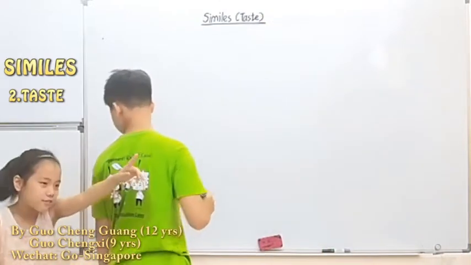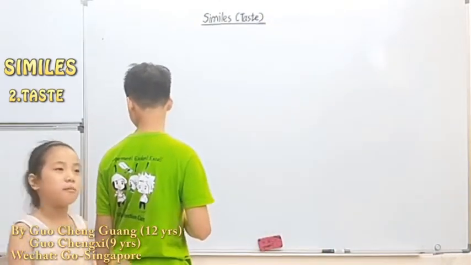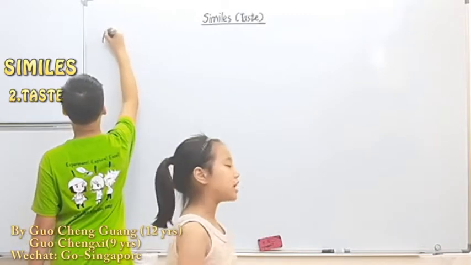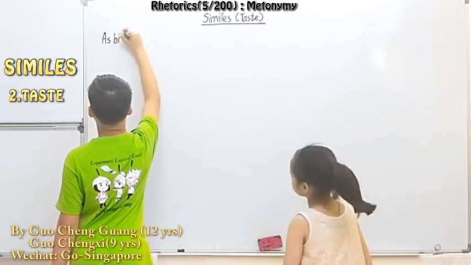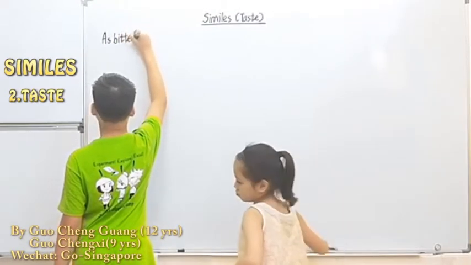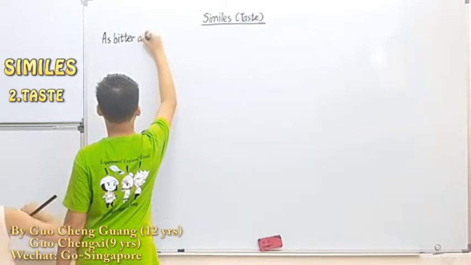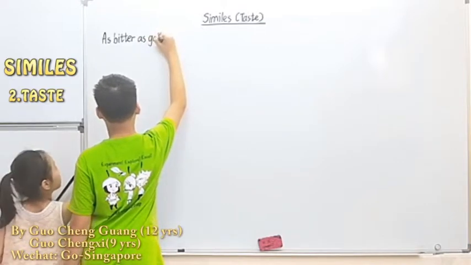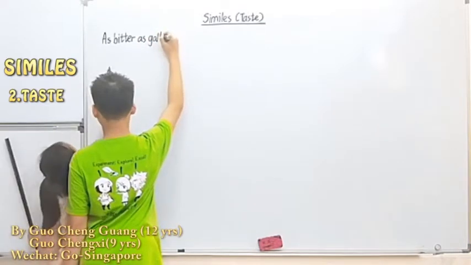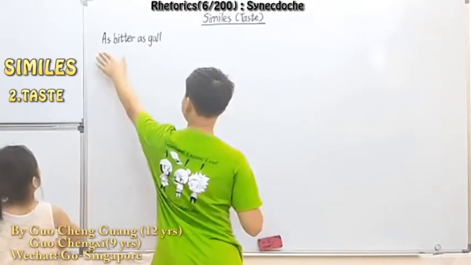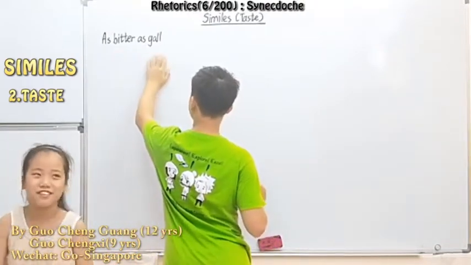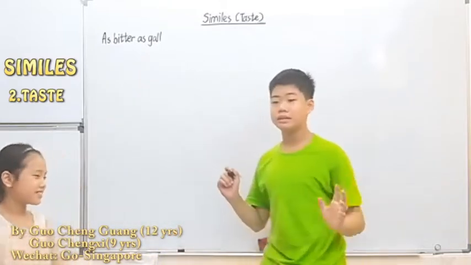Okay, so I'll give an example. As bitter as gall. What does that mean? It's just describing the feeling or the taste, but usually this one is feeling. So, let me write. The meaning is sad. Yes, as bitter as gall means sad.